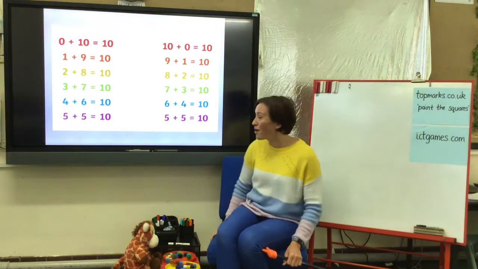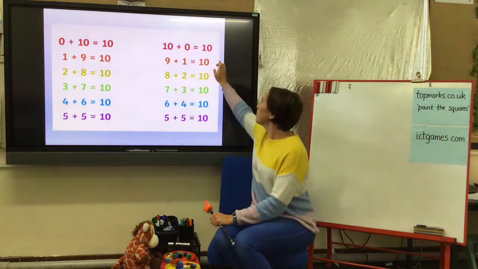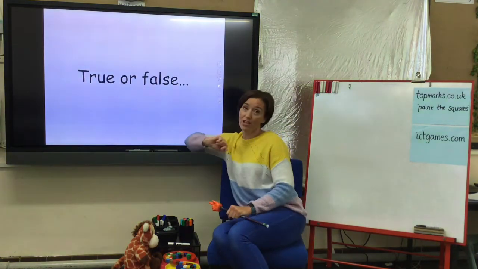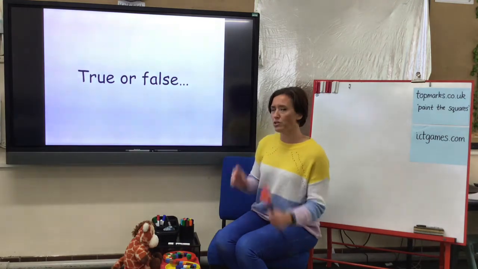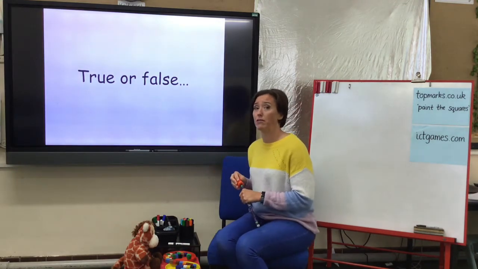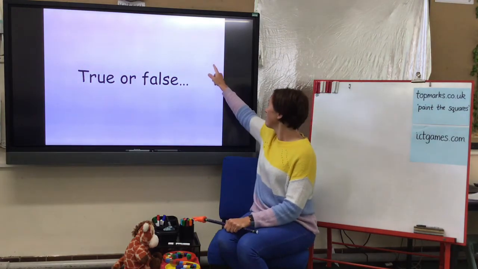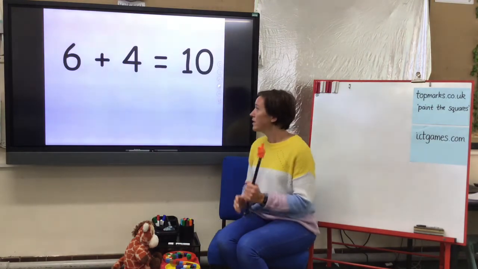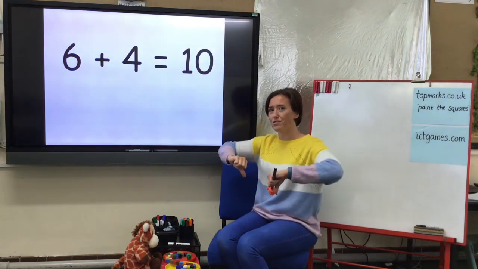Fantastic, well done. Okay, quick game of true or false with number pairs. I'm going to show you some calculations, some number pairs that either do make 10 or they don't make 10. So you need to decide whether my calculation and my answer is true or false. So first one up, here we go. 6 add 4 equals 10. Is that true or is that false?